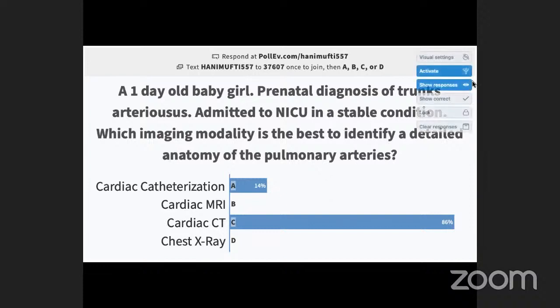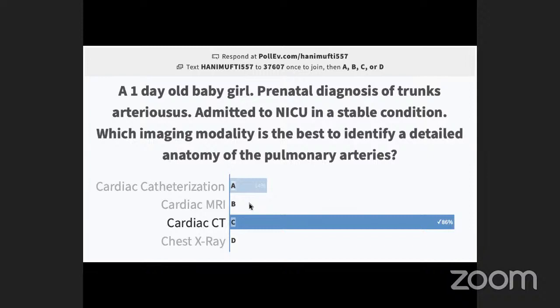Okay. The correct answer is cardiac CT. So I did not ask you guys about shunt physiology. I asked about anatomy. So people will tell you in the old generation, yes, they will tell you it's cardiac cath. But you guys have to remember, cardiac cath means you're taking a 1 day old, intubating them, putting them on a cath table, puncturing their femorals. So it's not a simple, straightforward, easy procedure. So CT is easy to be done.